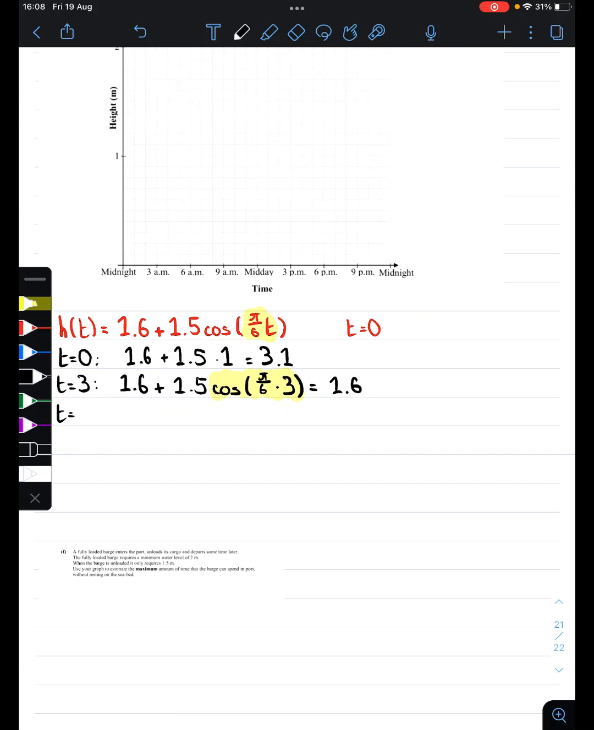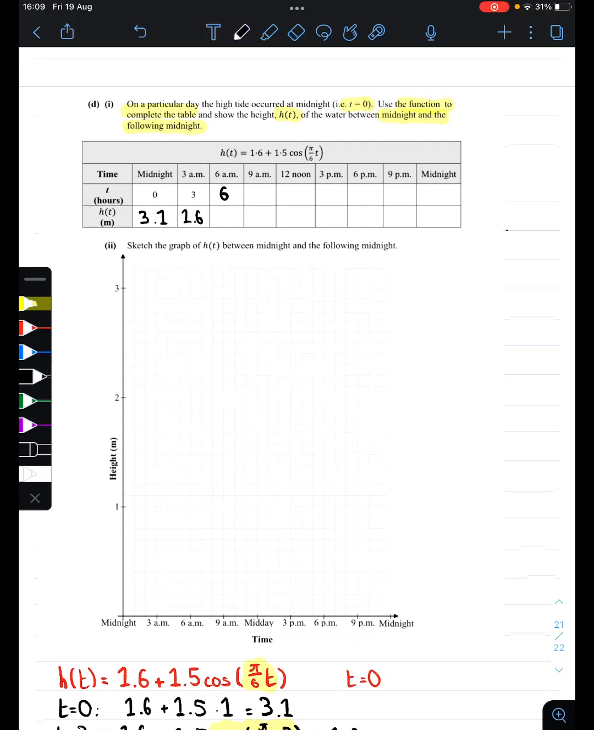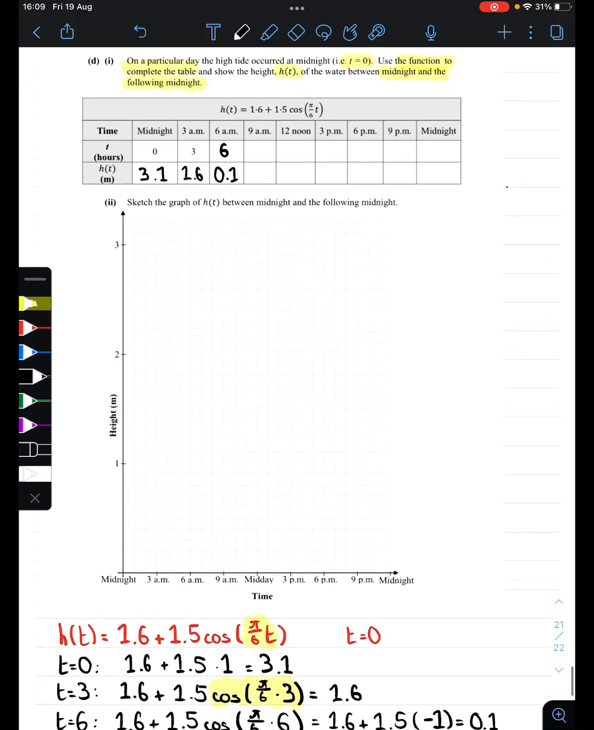After 6 hours, when t equals 6, we get 1.6 plus 1.5 times cosine pi over 6 times 6. So just cosine of pi, which is minus 1. So we get 1.6 plus 1.5 by minus 1. So that's just 0.1. And that makes sense. 6 hours after high tide is usually low tide. So it makes sense that we get 0.1 here.